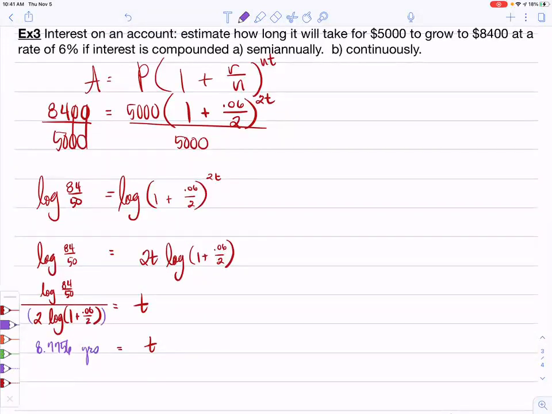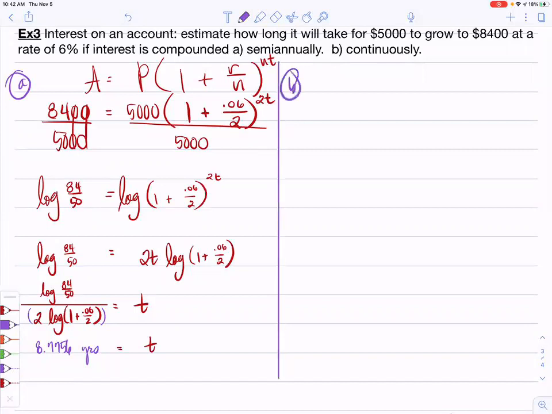Now, your banker is not going to say it'll take you 8.7756 years. He'll say it's going to take you a little more than 8 years or a little less than 9 years. But I'm making you be specific because of Part B. So let's go to Part B. So this is Part A.